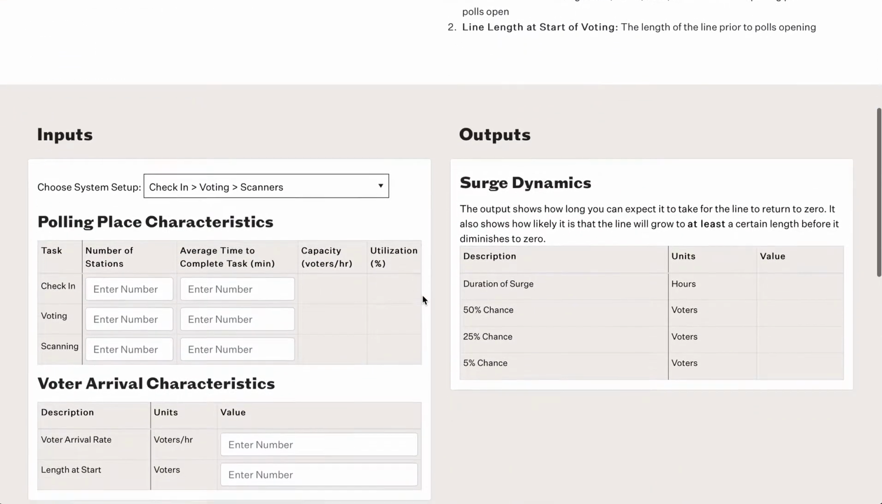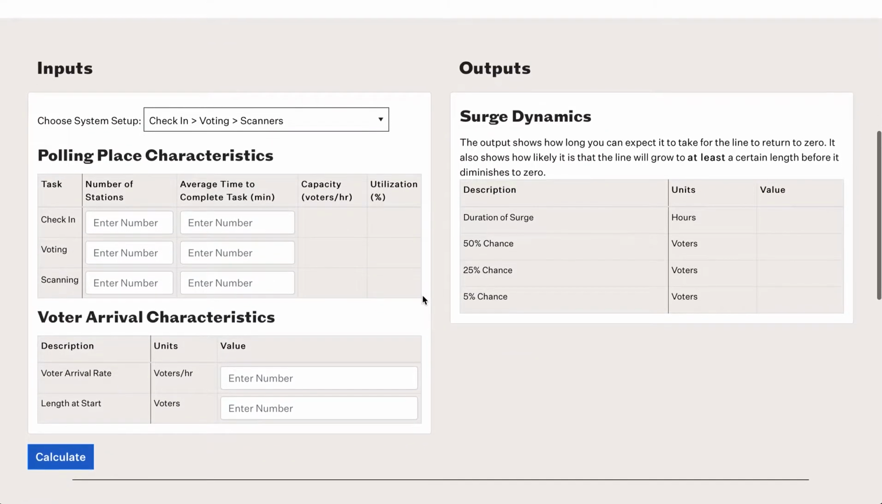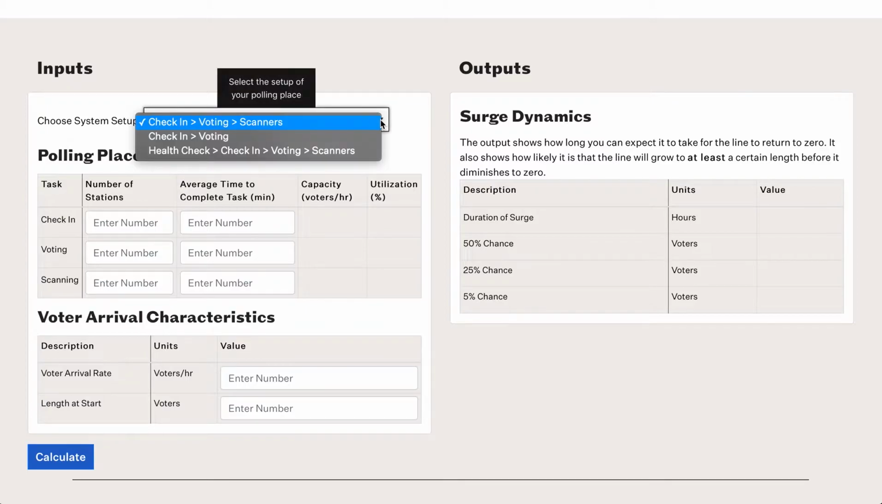We have inputs on the left and outputs on the right. The first input is the selection of the system setup. By default, it is a three-step process: check-in, then voting, then scanning. We can also have a simpler two-step check-in voting process or a more complex four-step process that includes a health check. If your process is slightly different, choose the one with the correct number of steps and ignore the row labels. Again, only the bottleneck will impact the results that we'll look through.